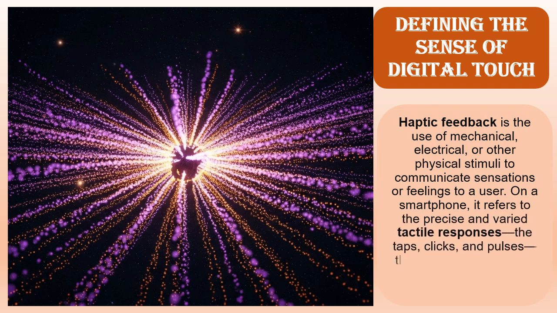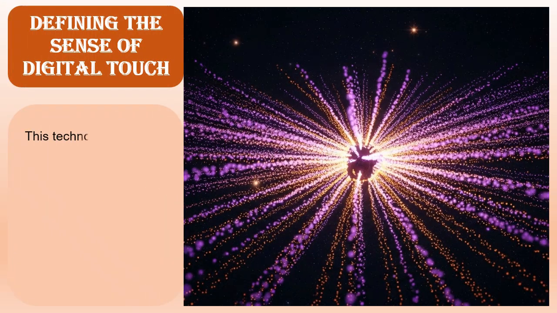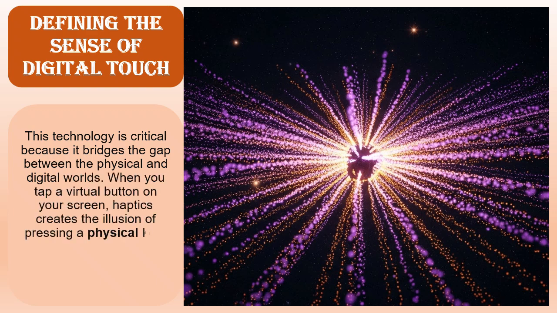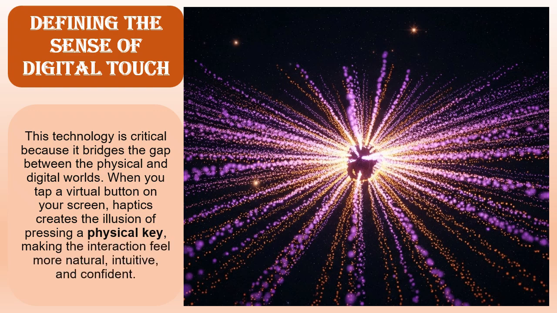On a smartphone, it refers to the precise and varied tactile responses, the taps, clicks, and pulses, that confirm your actions on a completely flat, glass touch screen. This technology is critical because it bridges the gap between the physical and digital worlds. When you tap a virtual button on your screen, haptics creates the illusion of pressing a physical key, making the interaction feel more natural, intuitive, and confident.